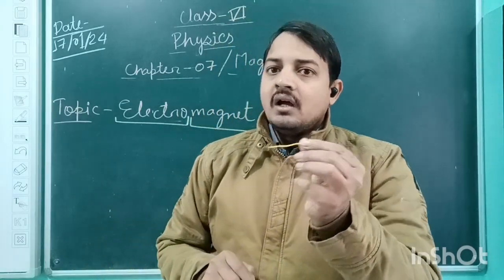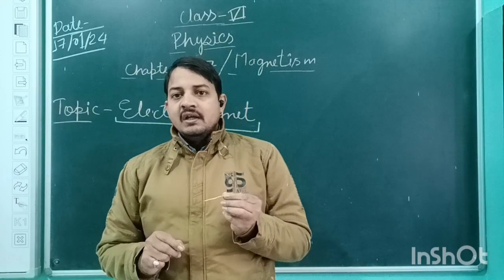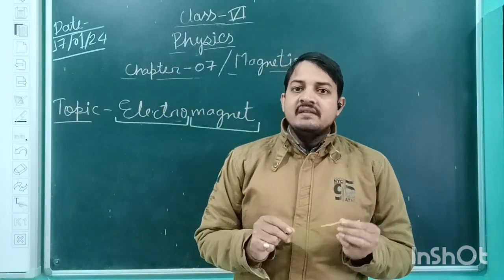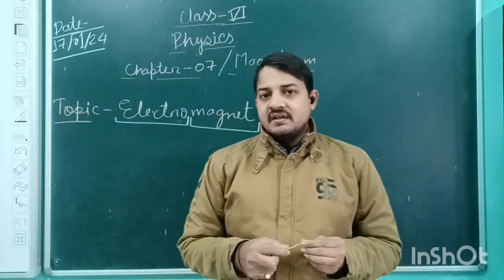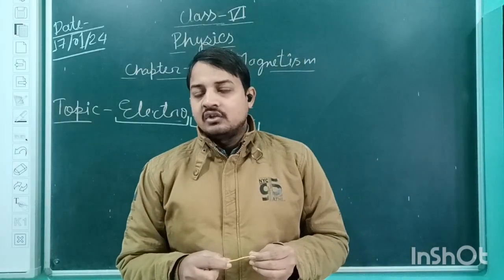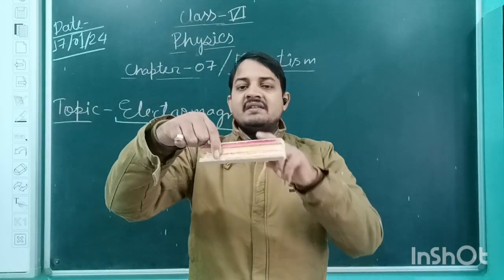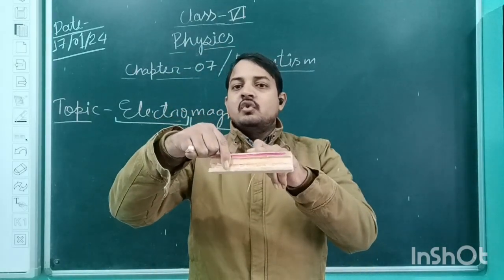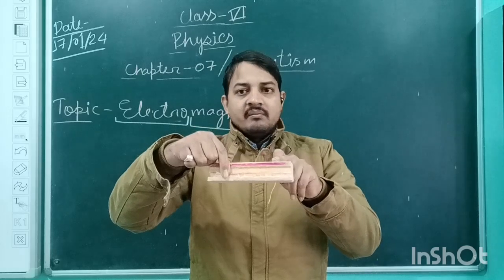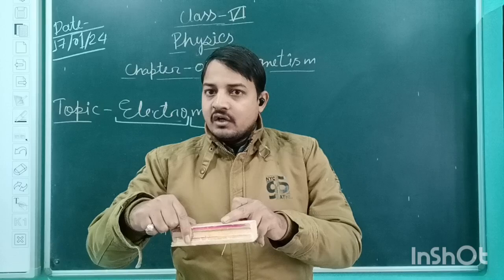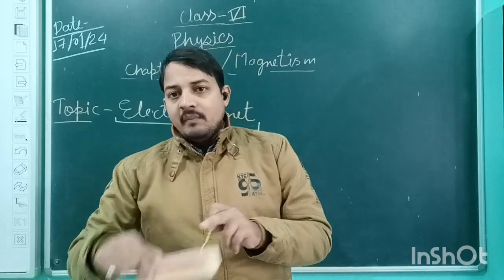So what is a conductor? All the substances or materials which pass electrical current through them very easily are known as conductors, and all the substances which do not pass electrical current through them are known as insulators. Like this gesture, if I try to pass the electrical current through it, the current will not pass because it is an insulator of electricity. Now we are going to start what is an electromagnet.